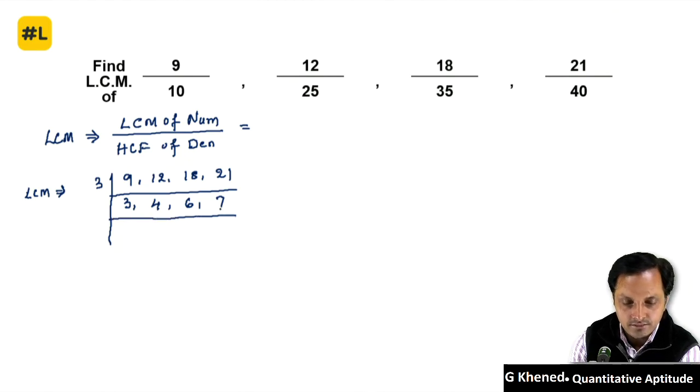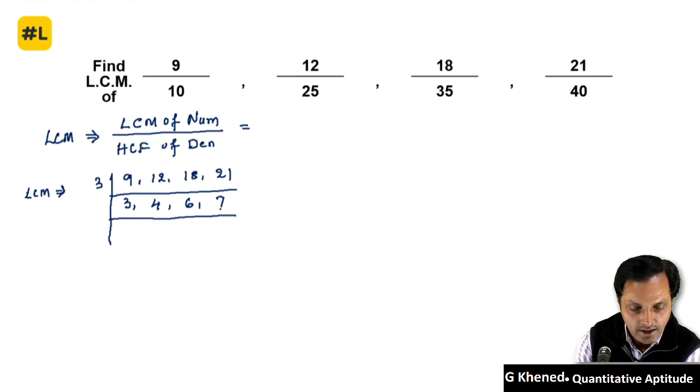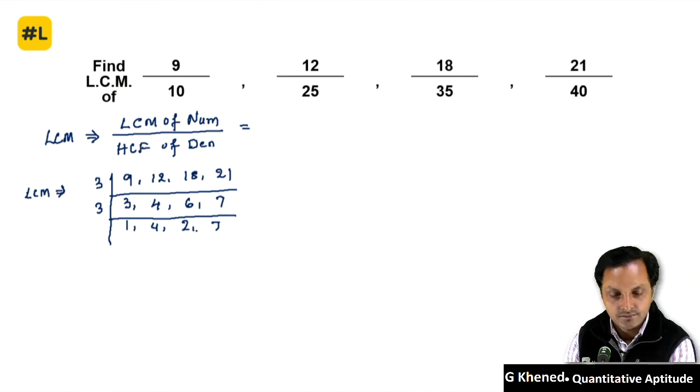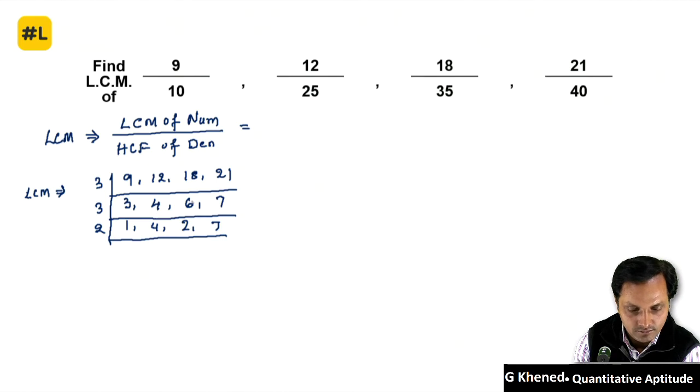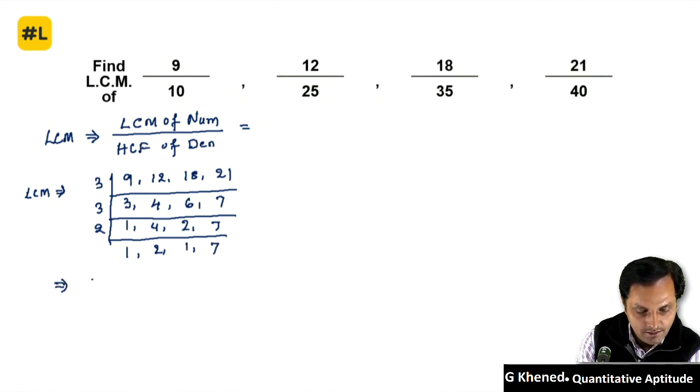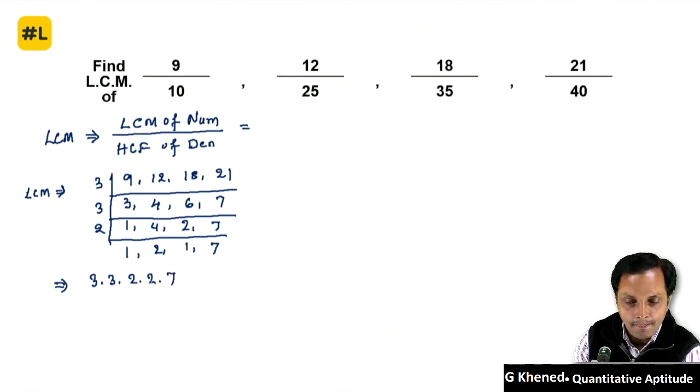Again, you can cancel it, 3 1s are 3, 4 as it is, 3 2s are 6 and 7. Again this will go into 2 2s are 4, 2 1s are 2, this is 7 as it is. What is your LCM then? LCM is 3 into 3 into 2 into 2 into 7. Now you can find HCF.